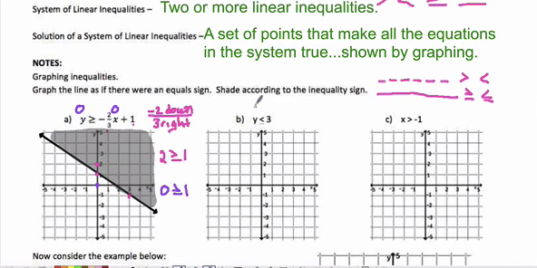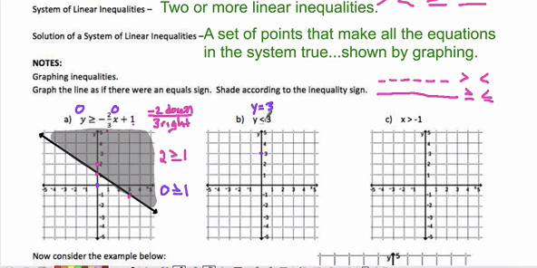y is less than 3. Well, this is the same. We're going to graph it like y equals 3. So if you recall, HOY VUX, this would be a HOY, so a horizontal line at 3. So we're going to go horizontal, and then do I need to go dashed or solid?